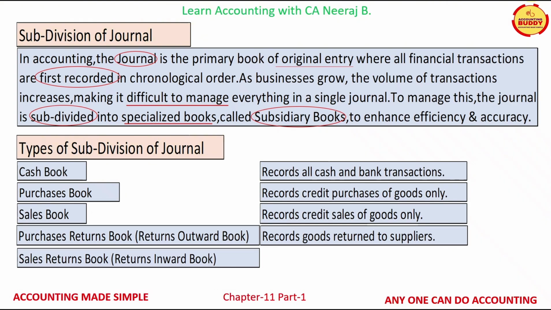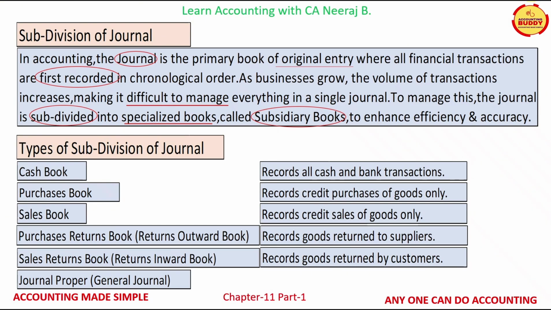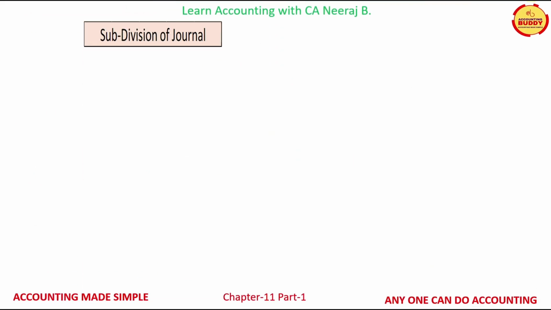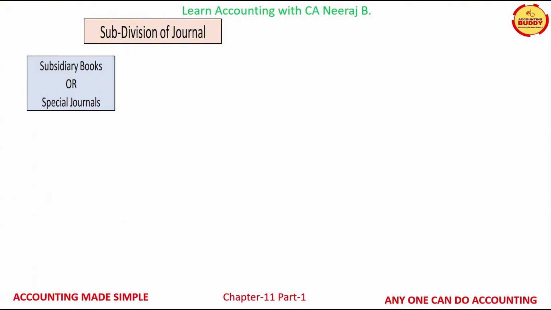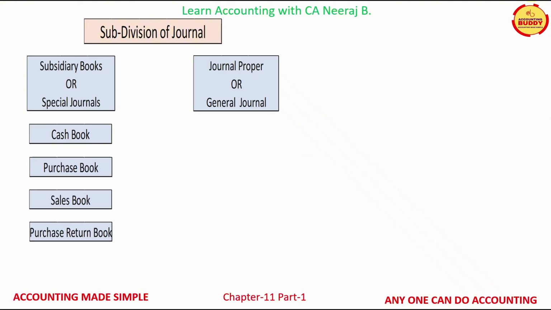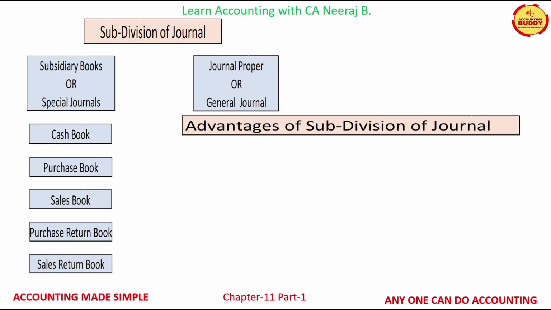Fifth one is sales return book or returns inward book. It records goods returned by the customers. And the journal proper or the journal records transactions not recorded or covered in any of the above books. Journal is subdivided into subsidiary books or special journals and journal proper or journal. Subsidiary books or special journals are further subdivided into cash book, purchase book, sales book, purchase return book, and sales return book. Let us now understand advantages of subdivision of journal.